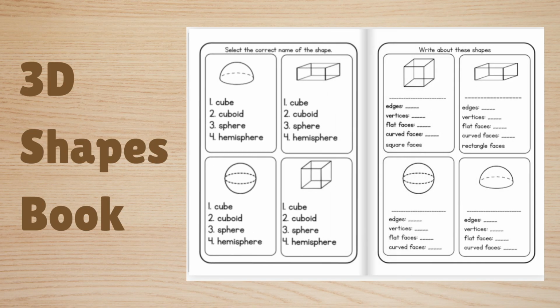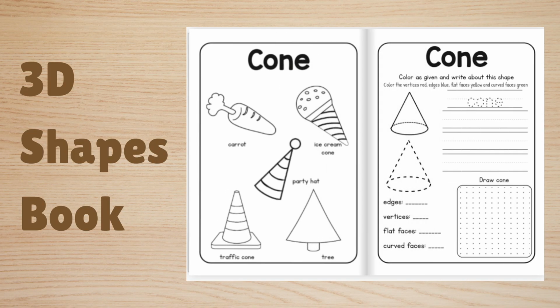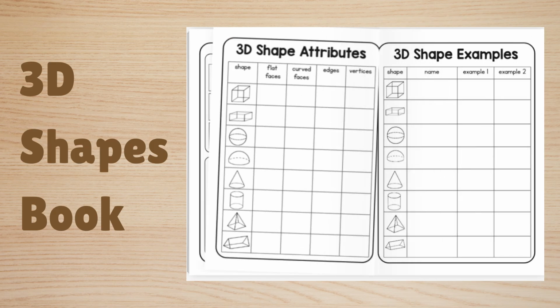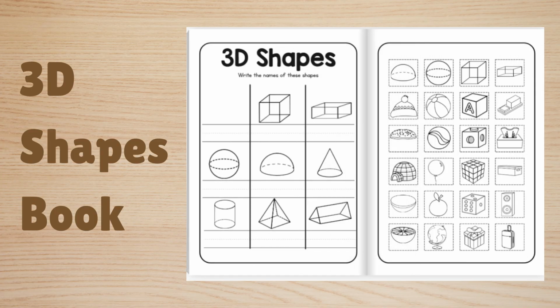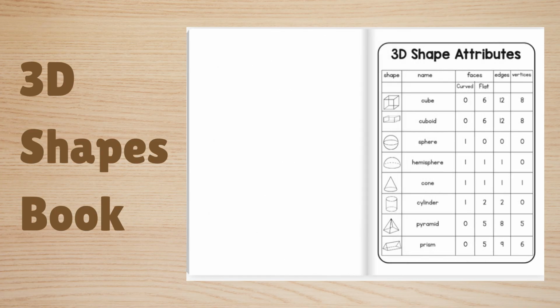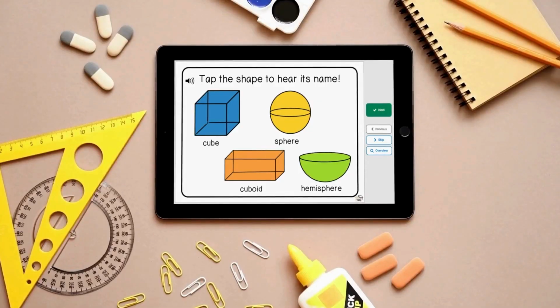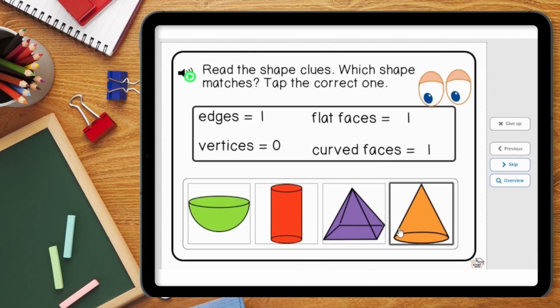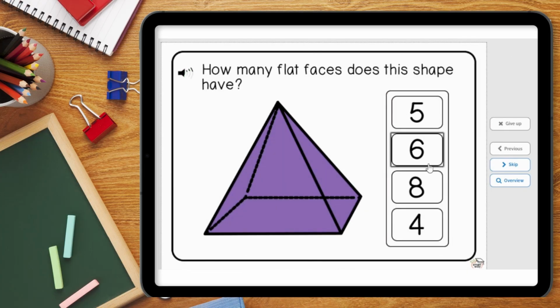After several shapes are introduced, the booklet includes revision pages: matching real-life objects, coloring according to the shape, selecting the correct name, writing attributes, and fun cut and paste sorting activities. Once the students have studied all the 3D shapes using the models and the booklet, we move to the reinforcement and assessment stage with boom cards.